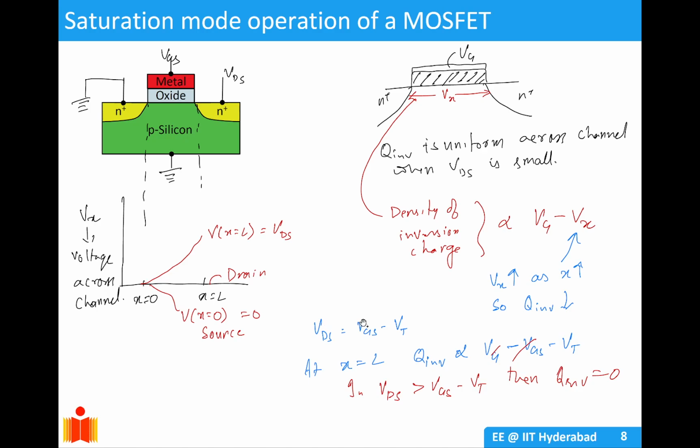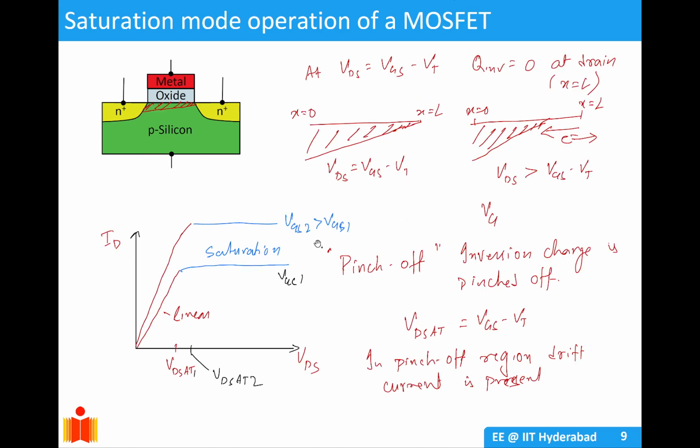As VDS becomes equal to VGS minus VT, this Vx becomes such that your Q inversion becomes almost negligible. There are no more inversion charges present for conduction, and hence your current saturates, since it can't increase any further due to non-availability of any more electrons. Hence after VDS crosses VGS minus VT, you will see a constant current, which is called saturation mode current.